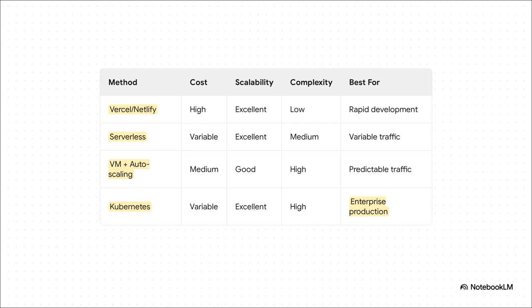Okay, take a look at this. You can see a pattern here, can't you? The more complex your app gets, the more complex the deployment solution needs to be. Vercel is still great for moving fast. Serverless is a game changer if you have spiky, unpredictable traffic. VMs are good when your traffic is pretty steady. But you can see that last one there, Kubernetes. That's for when you hit the big leagues. It's all about picking the right tool for your specific situation.